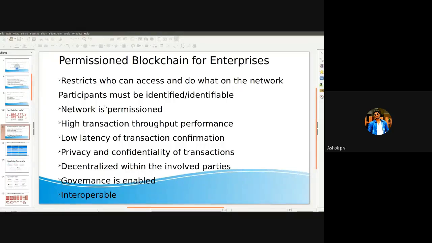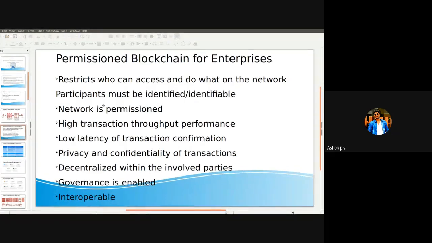In the case of permissioned blockchains, we can give it to an enterprise, saying these are the different participants. As I told you, it restricts access on what the network should do, who should be able to access the network, and who can write and who can read as well. The network is totally permissioned. And when the network is totally permissioned, the number of identities that can approve a transaction would be less. That's what actually increases the performance.